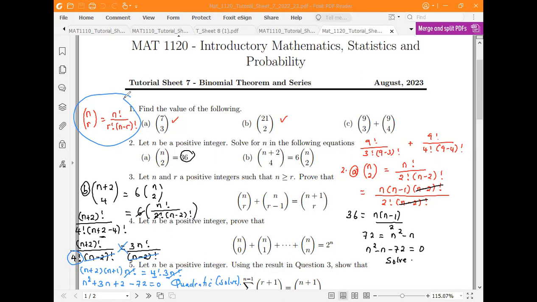Okay. And then this identity, this one is not what to do. What identity, and this one is not what to do.